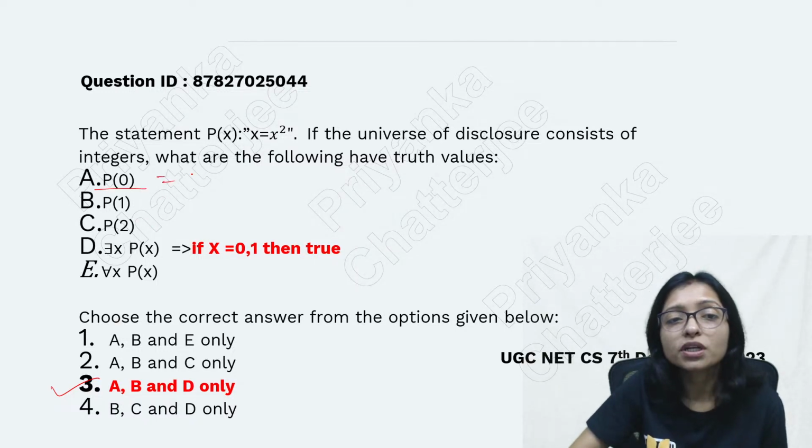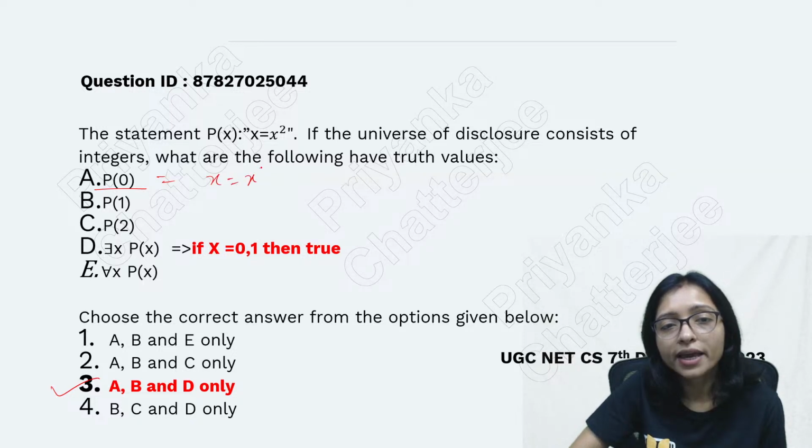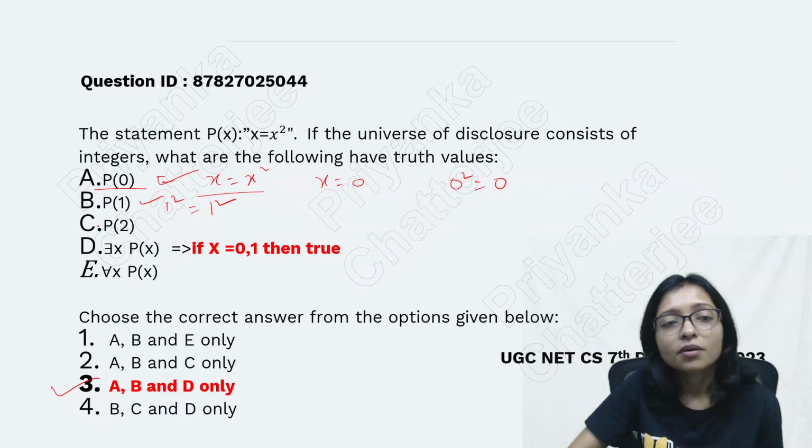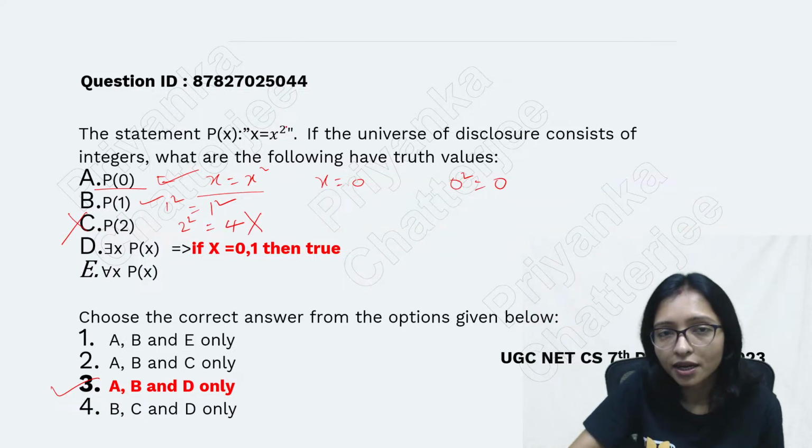P0 means put 0 here. x equals x square. So if I put x equals 0, then 0 square equals 0. This is correct. 1 square equals 1. That is correct. But 2 square does not equal 2, because 2 square equals 4. That's why it is not coming correct.